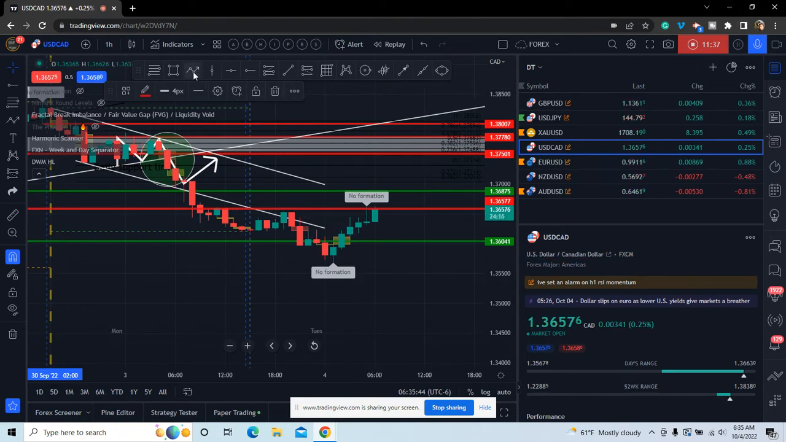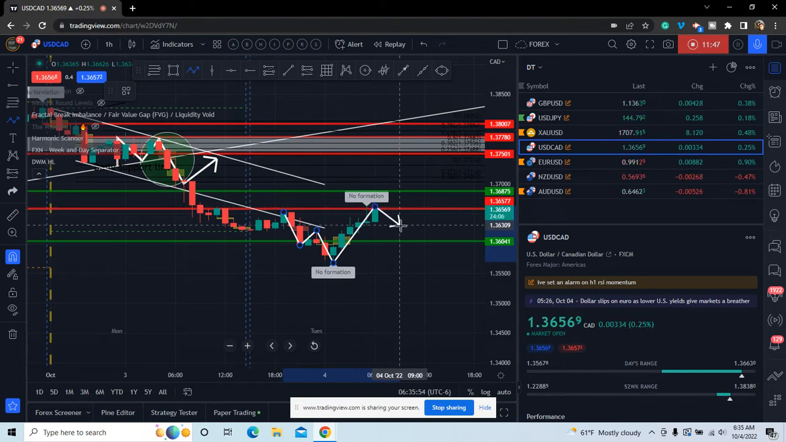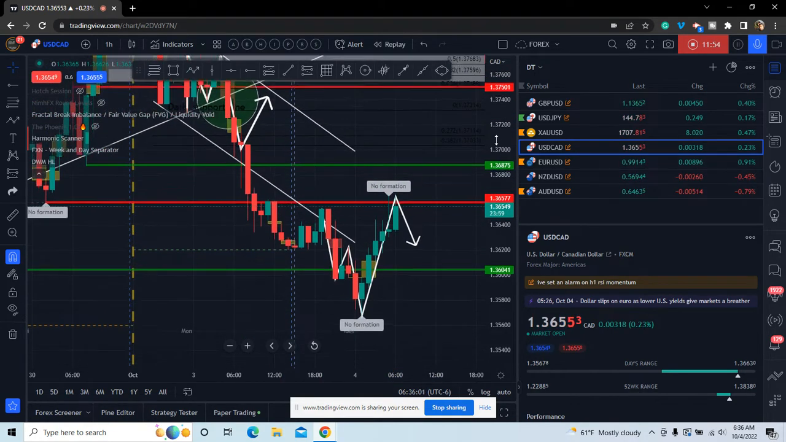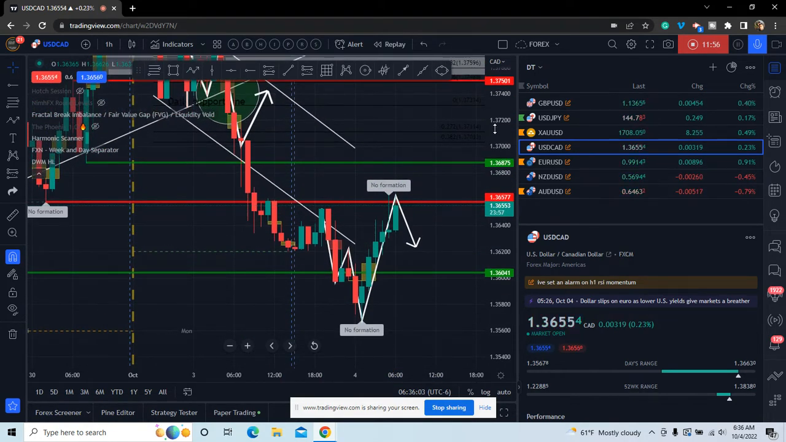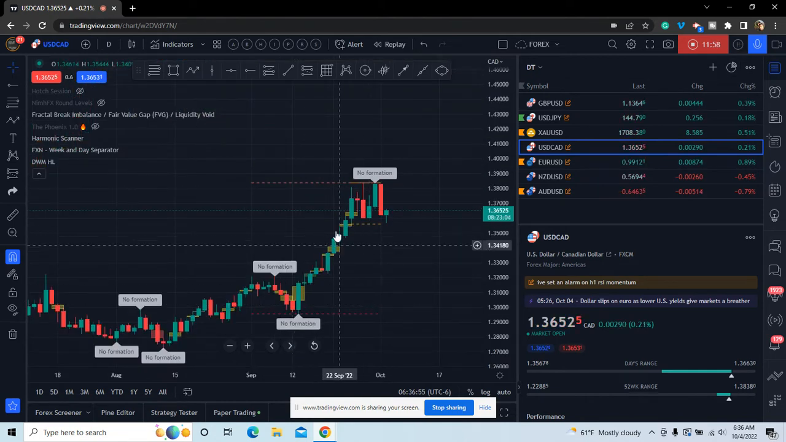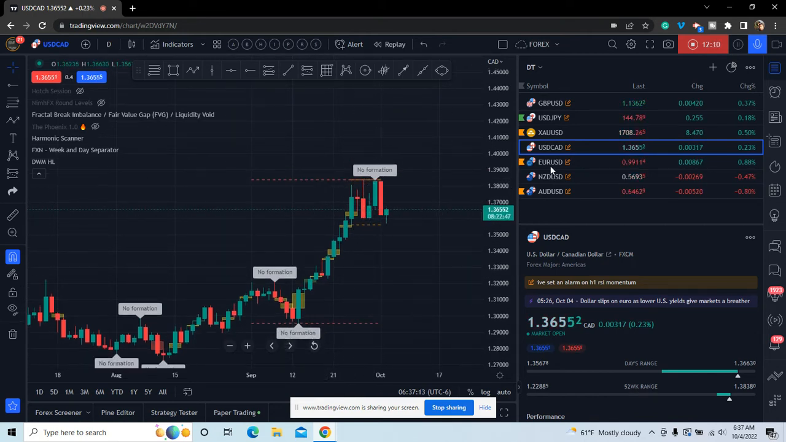And we've left this W formation in play, which could be signifying a move into the neckline. On the daily chart, it's had this strong rejection, so that is not bullish at last week's highs.